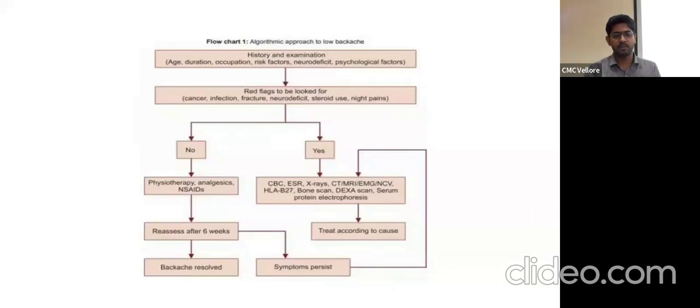If there are no red flag signs, then we can advise physiotherapy, analgesics, and NSAIDs, and we have to reassess the patient after 6 weeks. In case any red flag signs are present, we have to proceed with further evaluation with CBC, X-rays, bone scans, and serum electrophoresis if needed, and if warranted CT or MRI or EMG, NCV. And based on the results, we have to look for the underlying cause and treat it. If there are no red flag signs and even after 6 weeks of physiotherapy and analgesics the patient persists to have these symptoms, we should consider any underlying cause and further evaluate it.